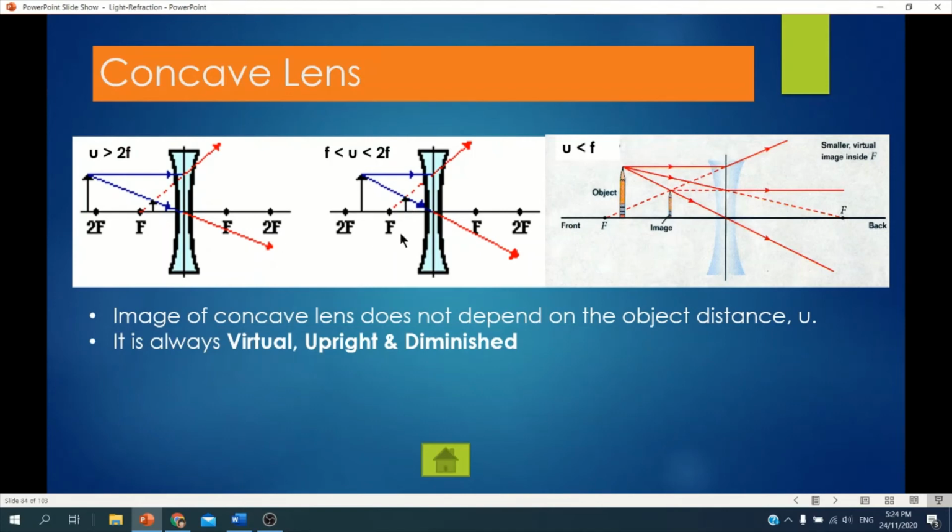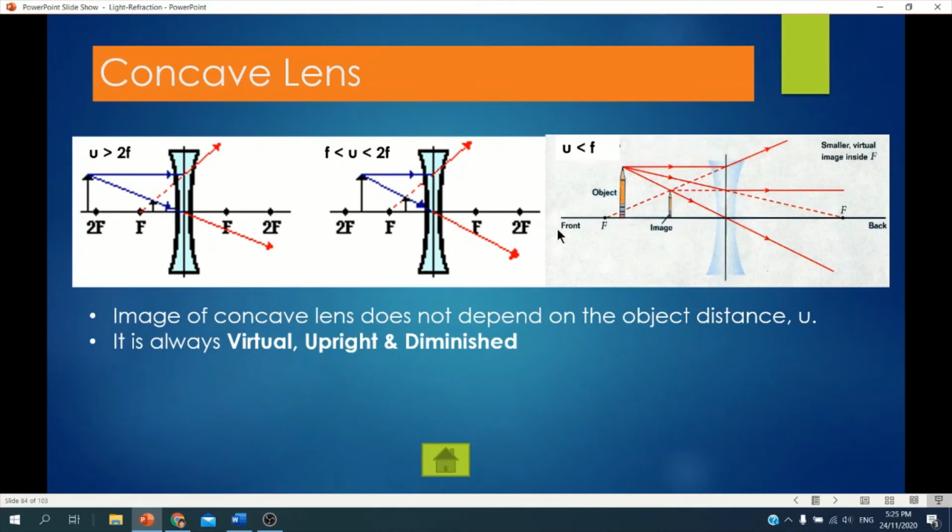Okay, so two cases already. What if I bring the object even nearer to the lens? I place it less than F. So now U is less than F. Alright, same way, I draw the ray P, ray O, and here I can draw ray F also. So these three refracted rays trace back, trace back, trace back. So they meet here, they intersect here. So the image is formed here. So you see, image is again virtual, upright, diminished.